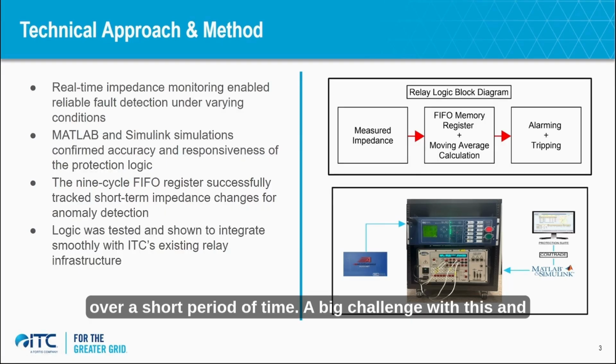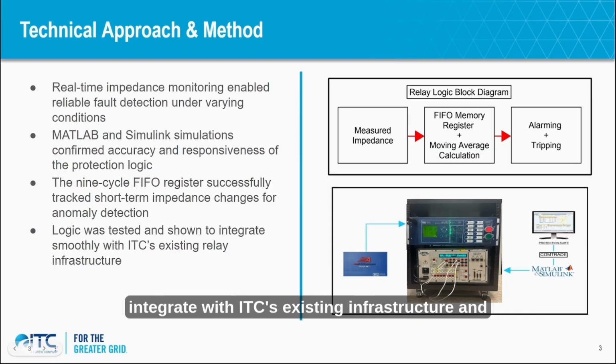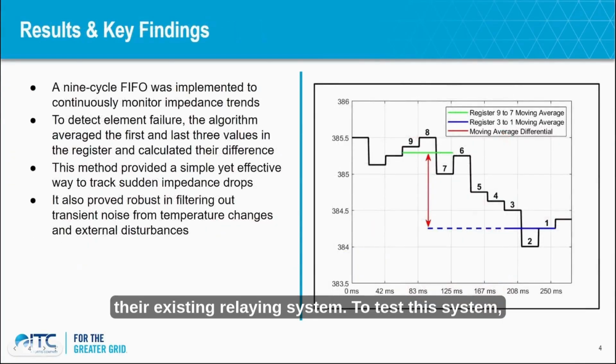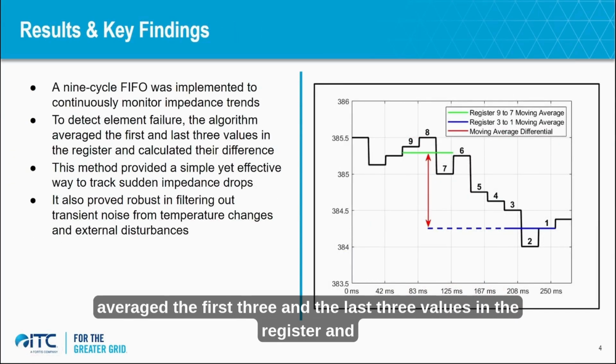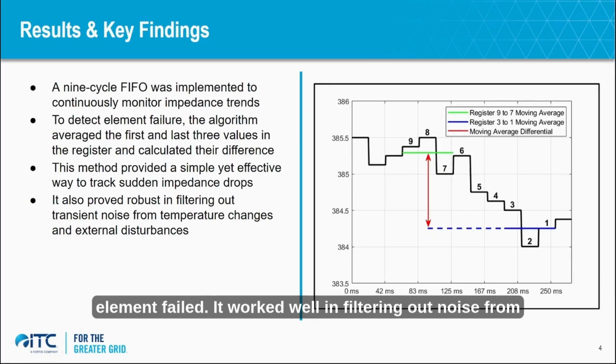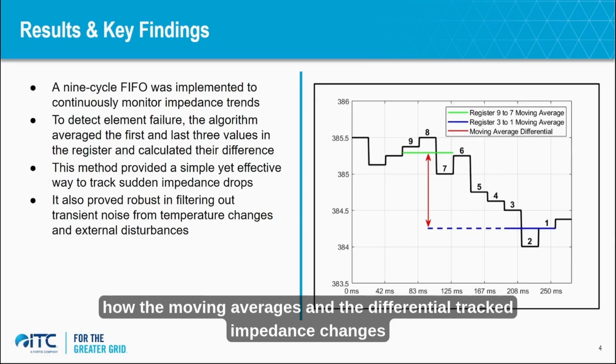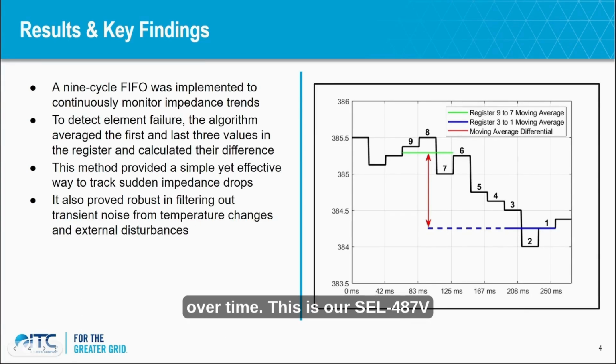A big challenge with this, and why we incorporated the FIFO register, was because we need to integrate with ITC's existing infrastructure and their existing relaying system. To test the system, we used a 9-cycle FIFO to store impedance values. We averaged the first 3 and the last 3 values in the register and measured the difference between them. The differential indicated when an element failed. It worked well in filtering out noise from temperature shifts and other random conditions. The plot shows how the moving averages and their differential tracked impedance changes over time.